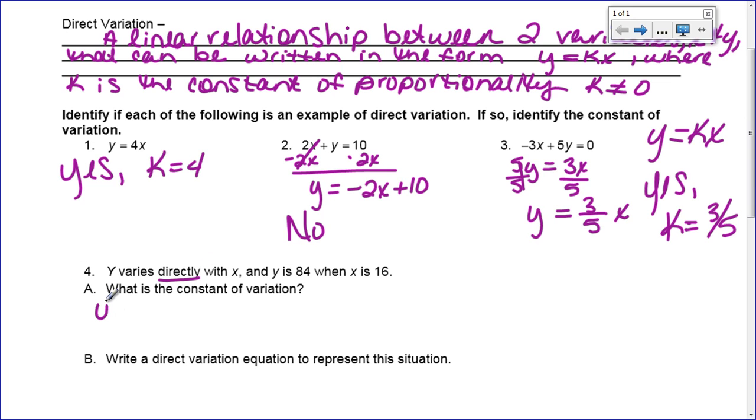Well, that means I get to go to this formula, y equals kx. Well, I know that y is 84. And I know that x is 16. So I have y equals k times x. Well, I want to get k by itself because that's what I'm trying to find. So I'm going to divide both sides by 16. And so I'm going to pull out my handy dandy calculator.